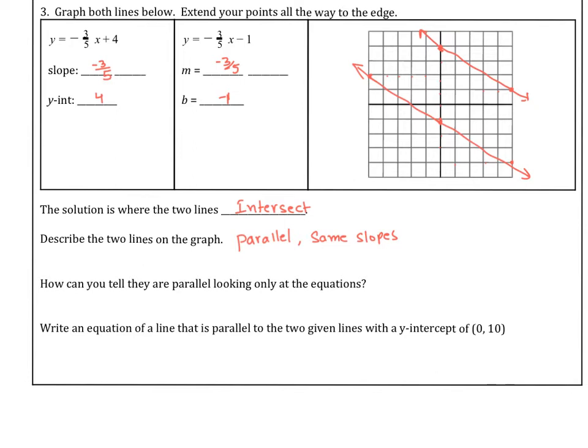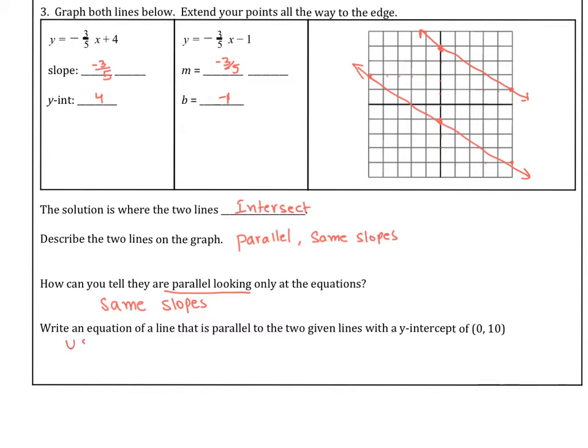How can you tell that they are parallel looking only at equations? So I could tell that these two lines are going to be parallel because they have the same slopes. So anytime you find that two equations have the same slope, then they are going to be parallel. Next is write an equation of a line that is parallel to the two given lines and the y-intercept is 0, 10. So if I want to write a line that is parallel to these two lines, it means that I'm going to use the same slope.